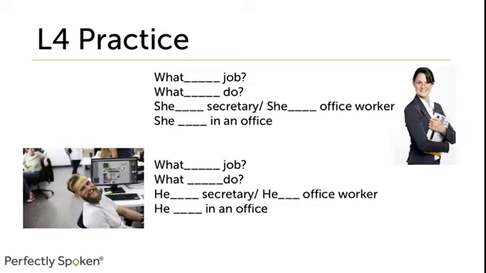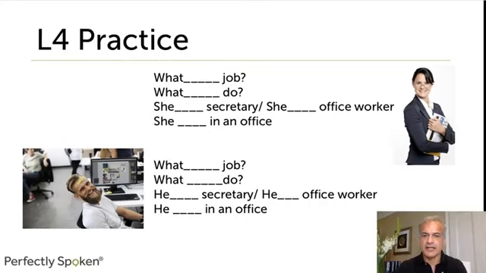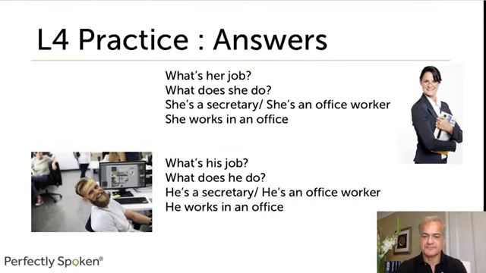Complete the gaps about her. So it's she and her and he. So, yeah. Let's complete the gaps. And there you go. What's her job? What does she do? She's a secretary. She's an office worker. She works in an office. What's his job? What does he do? He's a secretary, or he's an office worker. He works, present simple. He works in an office.